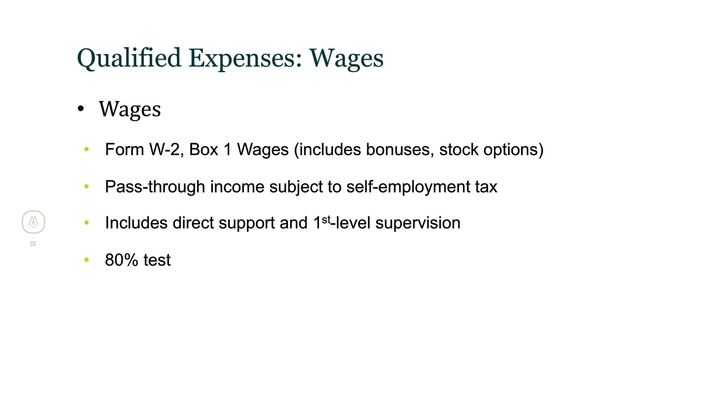The other thing to point out here is when we talk about wages, we're talking about the amount that flows through on a box one W-2 wage. That can include bonuses, it can include stock options, and the second bullet here is really important. If you are a sole proprietorship or a partnership, which I know a lot of you are, the amount that you're receiving as pass-through income can be treated as a wage expense as long as it's subject to self-employment income. So for a lot of clients we work with, that number can be significant.